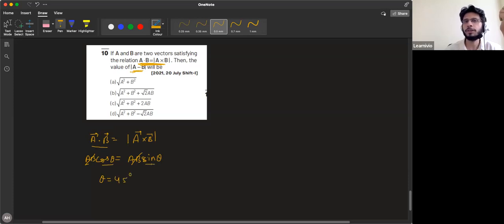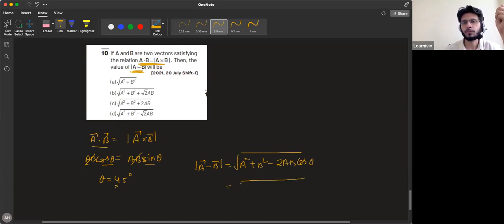So from cos theta equal to sin theta, you can conclude that theta would be 45 degree because cos 45 and sin 45 are both 1 by root 2. So now you have theta, so you can calculate the value of A minus B. The magnitude of vector A minus vector B is root of A square plus B square minus 2AB cos theta.